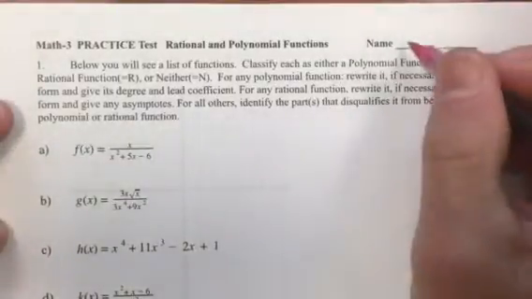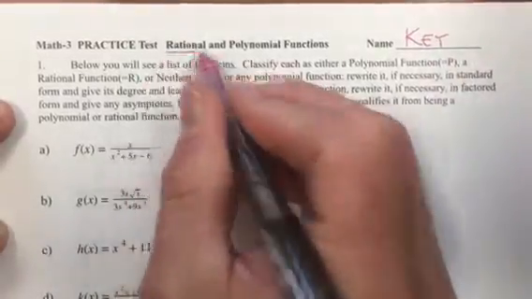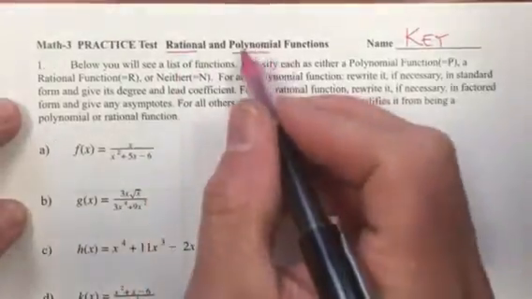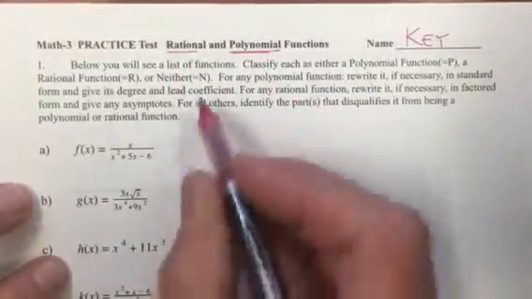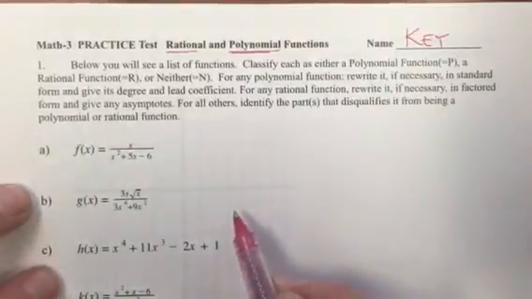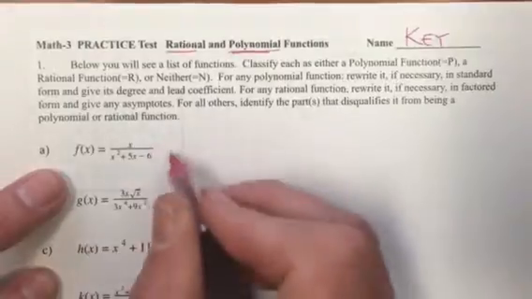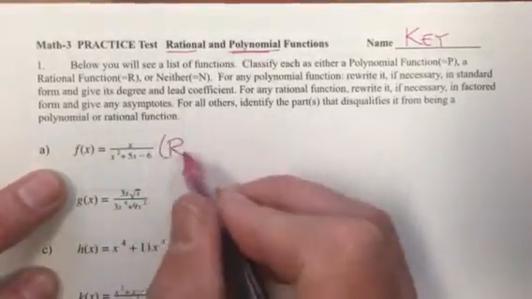Okay, here I am writing the answer key for the practice test for rational and polynomial functions. Rational functions are simply ratios of polynomials, all right? So that's why they're related. So we're going to classify these according to those rules. What is this? This looks like a classic case of a rational function. Mark it with the scarlet letter R right there.